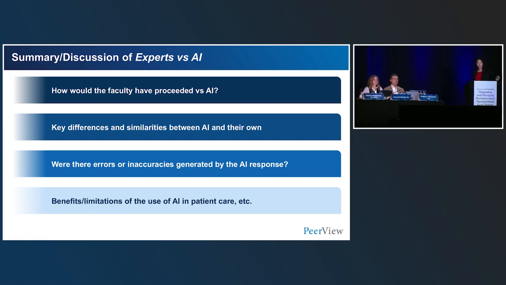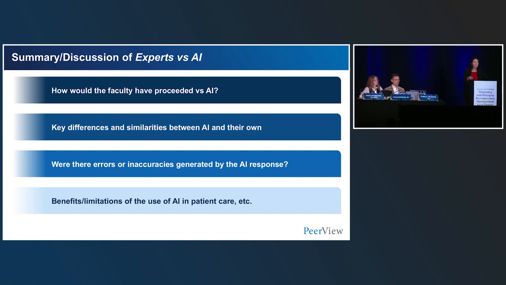Well, there were so many other nuances, and I wish we had all day to sit here and talk about this, but unfortunately, I think we're at time. And so, as a summary or discussion of our experts versus AI, how would the faculty have proceeded with artificial intelligence in the decision-making of our patients?